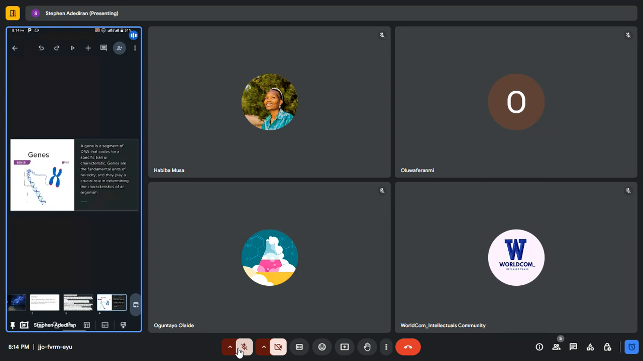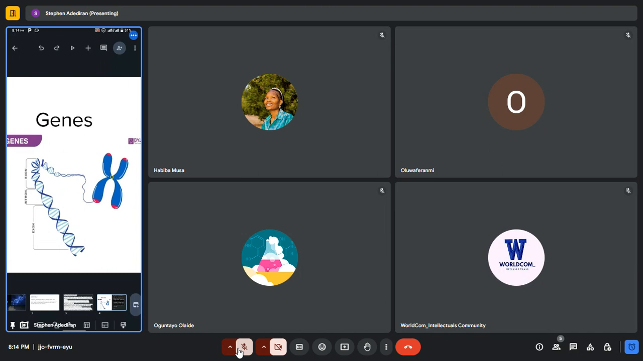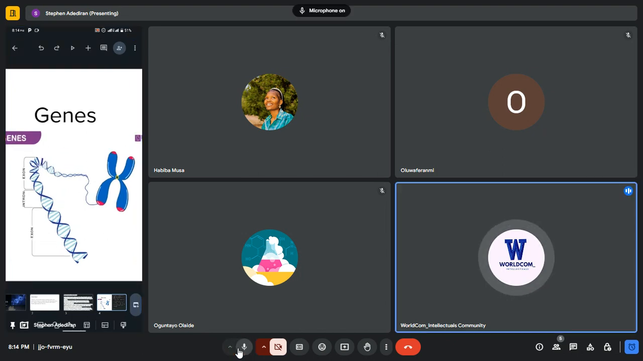So now in this diagram, can we all see this diagram? Can we all see this diagram? Yes, sir, we can see it.